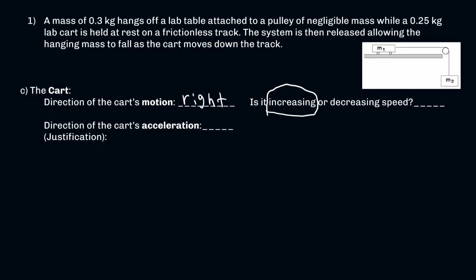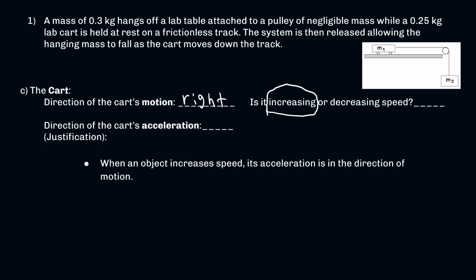The fact that I'm going to start off with is that when an object increases speed, its acceleration is in the direction of motion. And that is going to be my evidence here. So again, we do our evidence, reasoning, and claim to fully explain everything. When an object increases speed, its acceleration is in the direction of motion. That is my evidence to get my direction of acceleration.